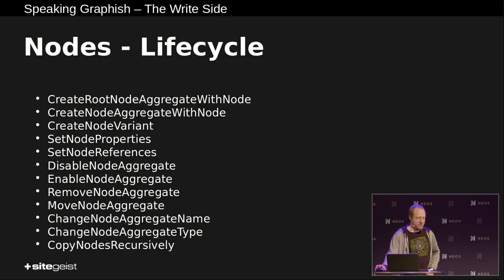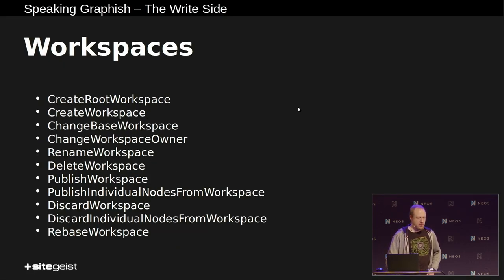Okay, so back to here. There are a few workspace operations. You don't really do that much that often. This is mostly done with the Neos UI, for example, but of course you can do it if you don't use Neos itself, but just the CR. Create workspaces, root workspace, then you can change the base workspace, the workspace owner, rename them, delete them. Then we have publish or publish individual nodes, and the same for discard. That's what you also can do in the Neos UI with this orange button in the top right corner.